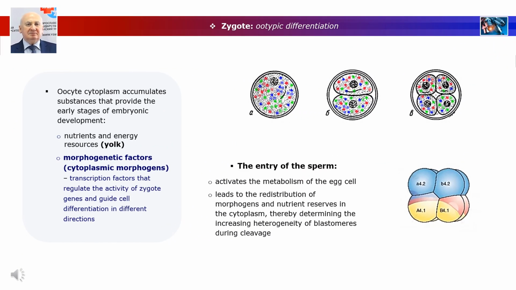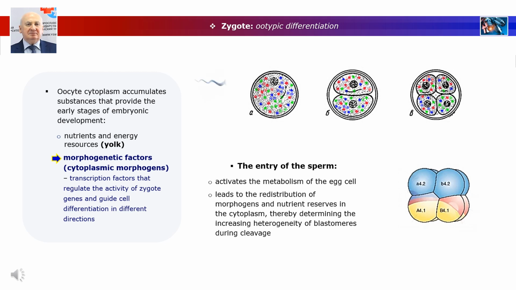The differentiation of the zygote cytoplasm, or ooplasmic differentiation, begins during the fertilization process. As a result of oogenesis, the oocyte accumulates substances that provide the early stages of embryonic development. Firstly, this includes reserves of nutrients and energy resources, known as yolk. The second important component of egg cells is morphogenetic factors, or cytoplasmic morphogens. Morphogenetic factors are transcription factors that regulate the activity of zygote genes and guide cell differentiation in different directions.